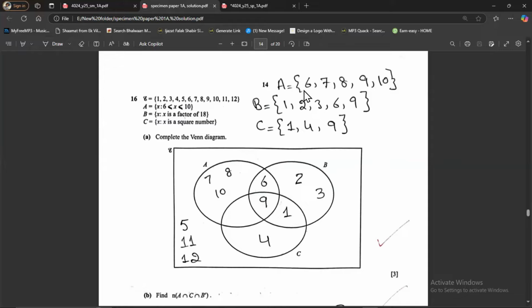The common number between B and C is 1, so 1 will come here. Between A and C, there is nothing common other than the 9. 9 is already here, so this place will remain empty. The members of A: 6 is already there, 9 is already there, so here I will write 8, 7, and 10. In B, 6, 9 and 1 are already there, so 2 and 3. And in C, you have 1 and 9 here, so only 4 will come here. The other members which are not part of set A, B, or C are 5, 11, and 12. So this is how you will complete this Venn diagram, and I hope you understand.